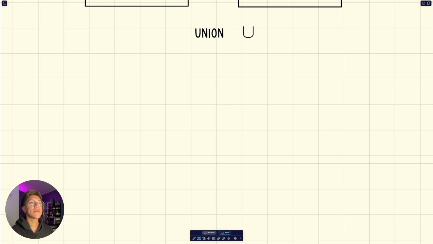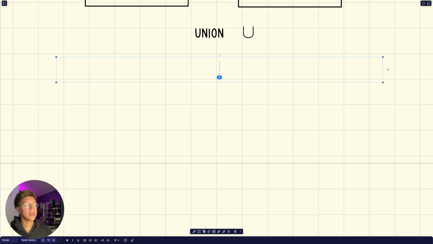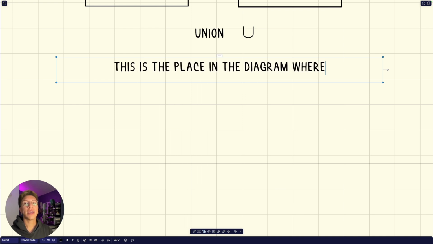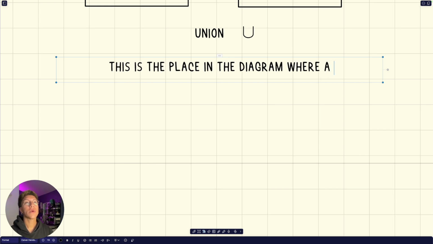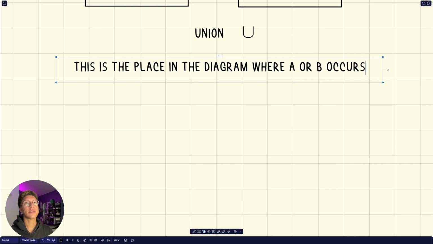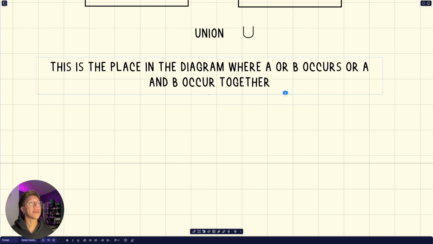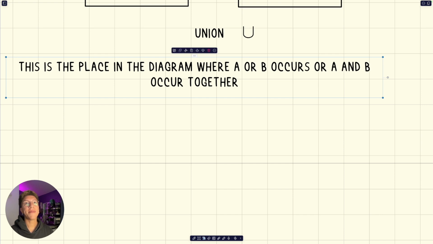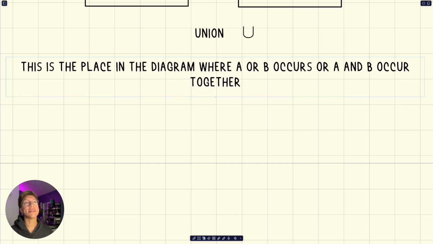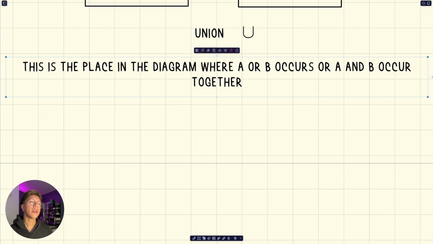And so let's once again go ahead and put in our definition. So for union, this is the place in the diagram where A or B occurs, or A and B occur together. As you can imagine, this is three separate cases we're talking about. So we're thinking about where does A happen, where does B happen, and where does A and B happen together. And so generally, our union probability is going to be larger than our intersection probability.